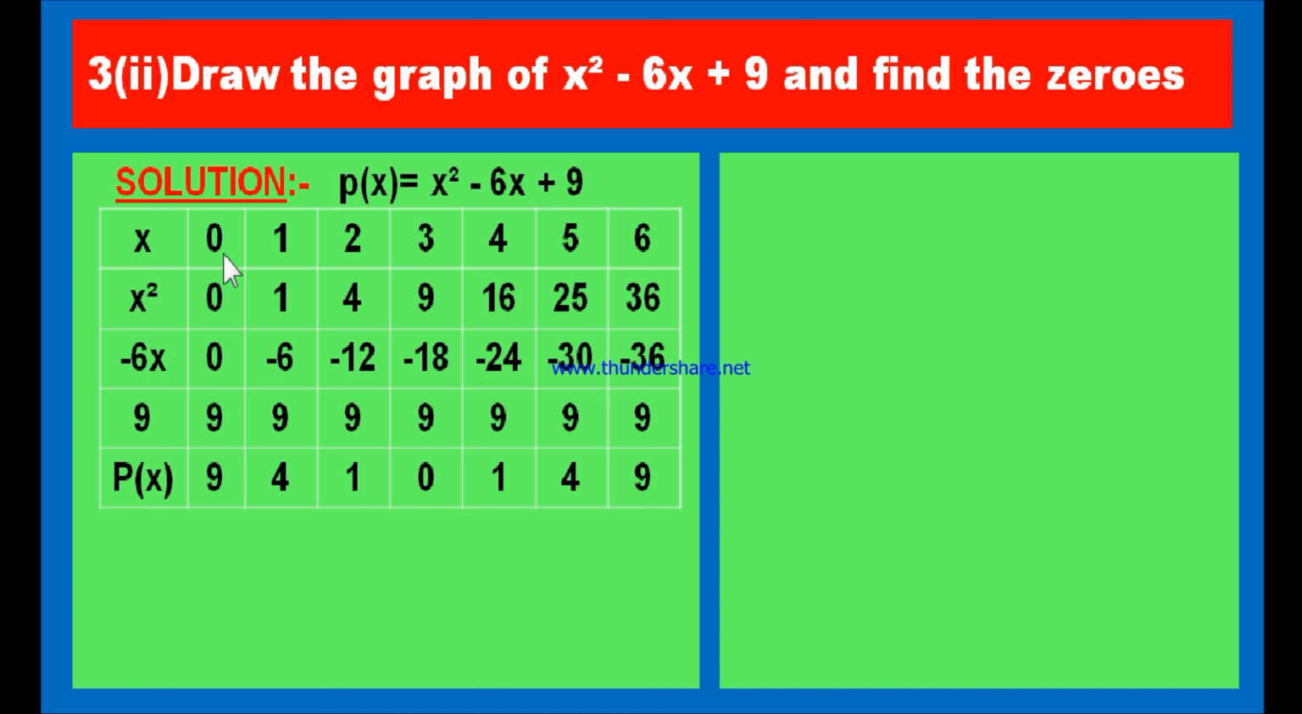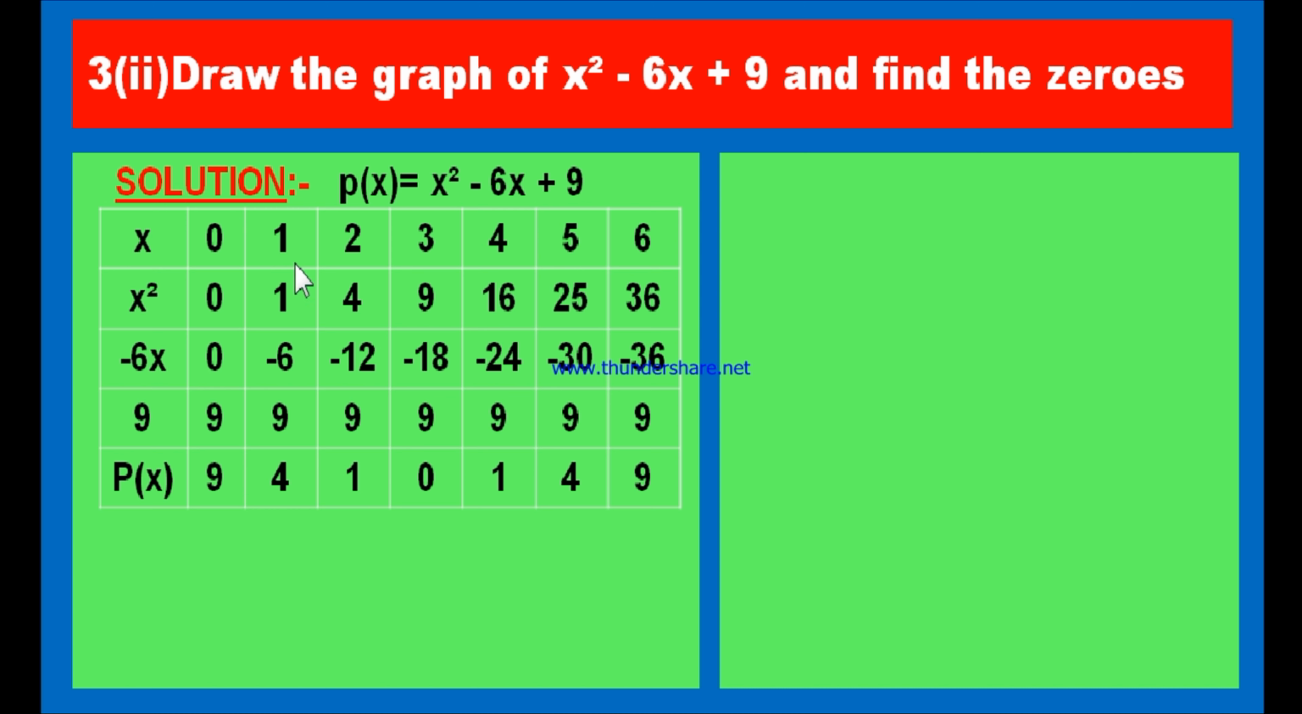First of all, let us consider x value is 0. If x is equal to 0, then x square is also 0. Means 0 into 0 is 0. Minus 6x, minus 6 into 0 is also 0. And this is a constant number, 9 is constant. You write 9 for all this row. Now if we add these 3 values, 0 plus 0 plus 9, you will get p of x is equal to 9. Therefore, the coordinates of the first point is 0, 9.